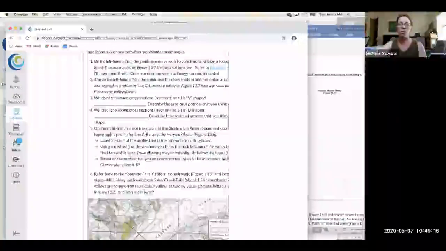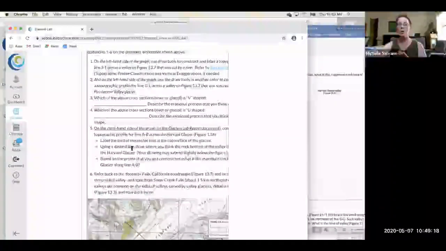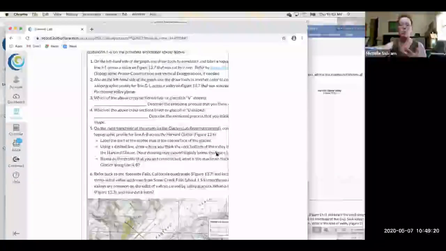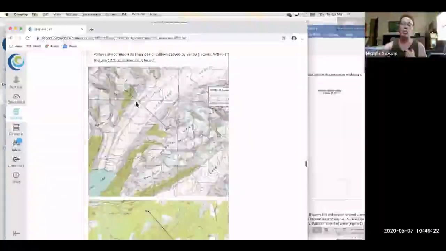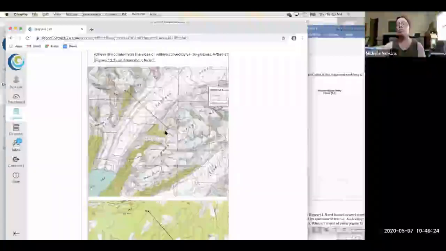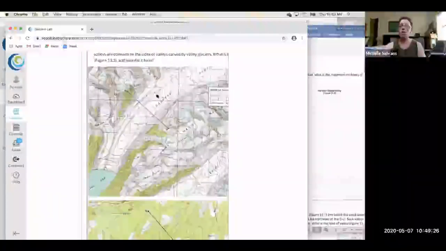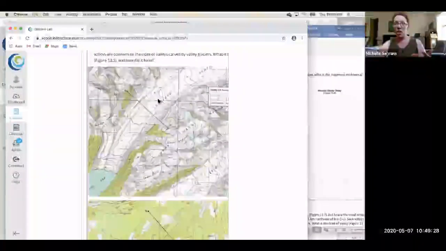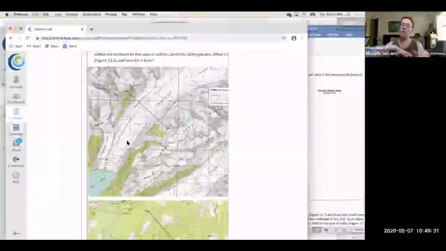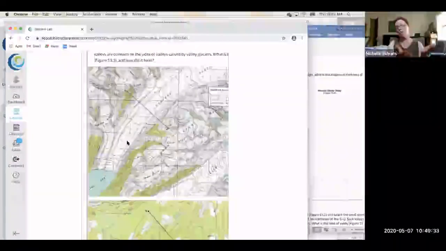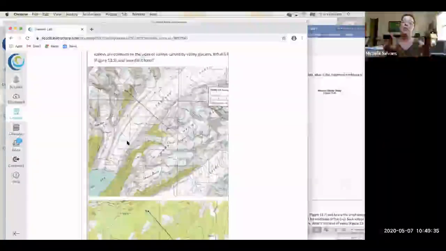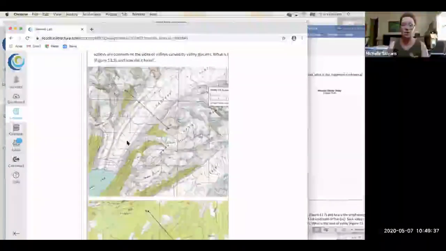And then finally, when you get to 5, you're going to do a little bit of a similar interpretation for Harvard Glacier, looking at A to B. And in this case, you're actually looking at a glacial valley with the glacier in it, still active today, flowing along. So you're now looking at the surface of the glacier rather than the surface of the rock, which we know is underneath the glacier.